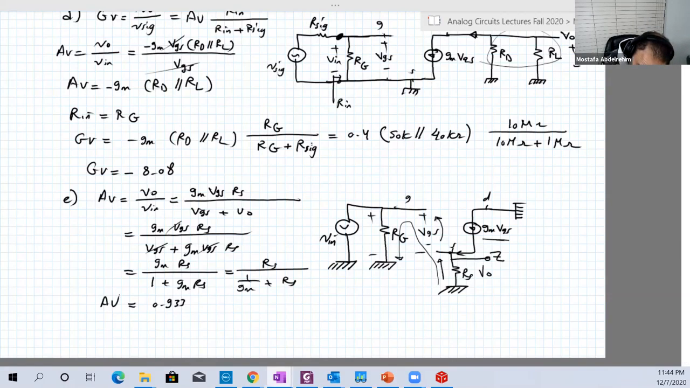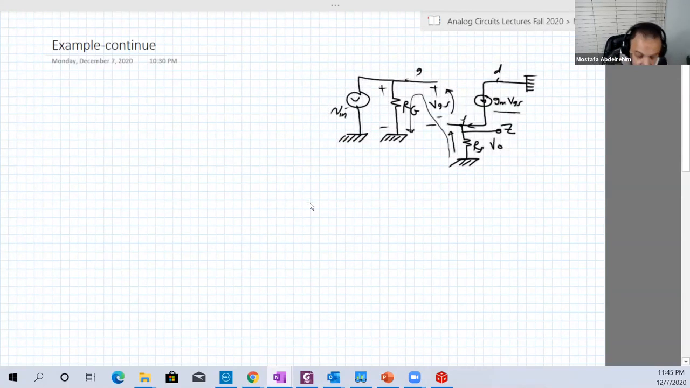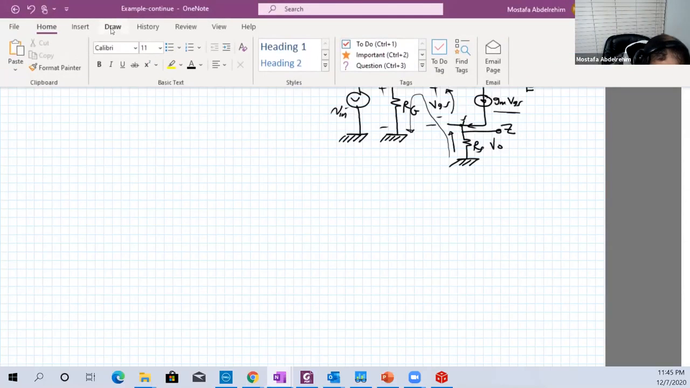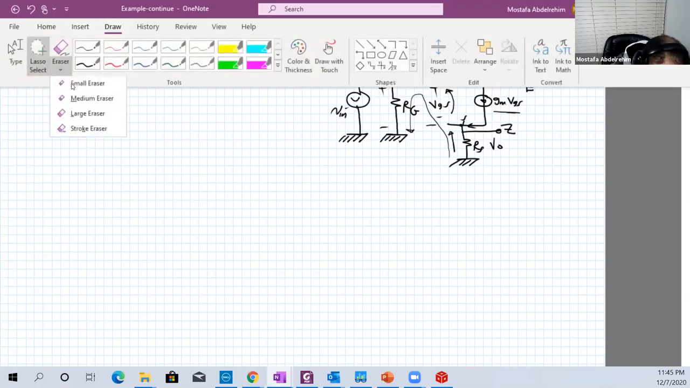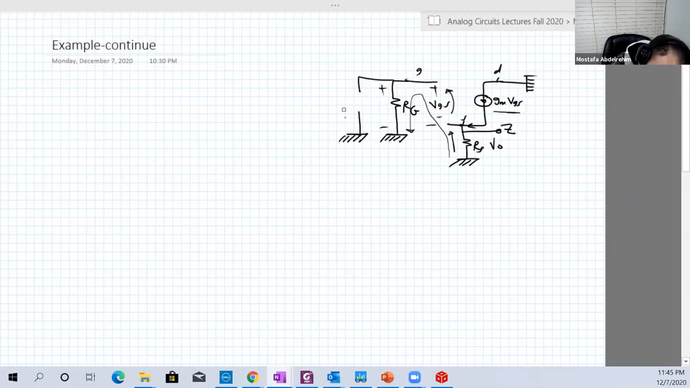Good. Now RO. So for RO, we're gonna imagine we have Vx and Ix source at the terminal of the output, and we short the independent sources, which is the input in that case. So we're gonna short the input. We're gonna just make a short circuit instead of it. So let's make it in another color, for example. Yeah, and we're gonna imagine here we have Vx and Ix, whatever you call it. So RO here is equal to Vx over Ix.